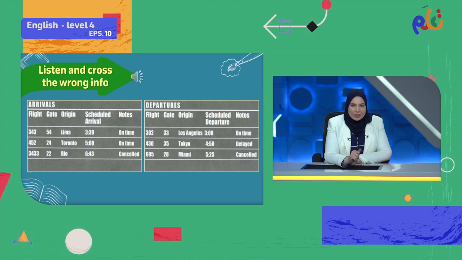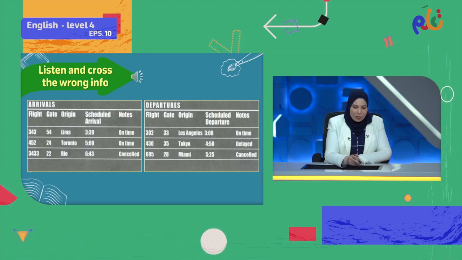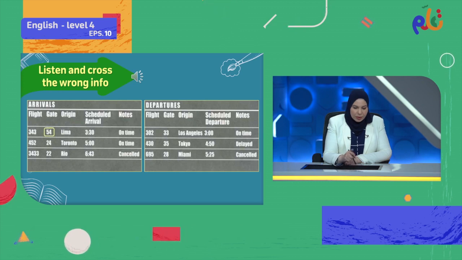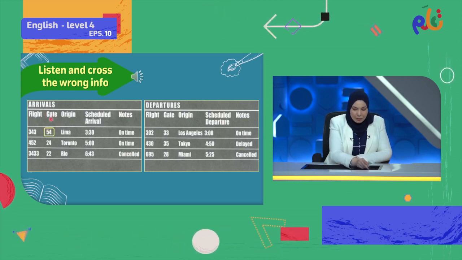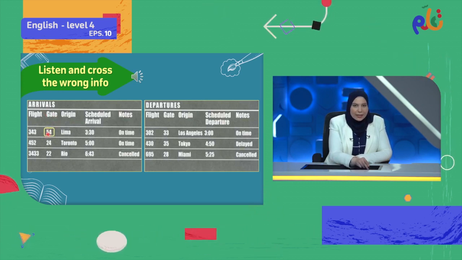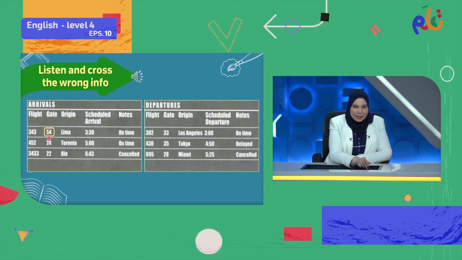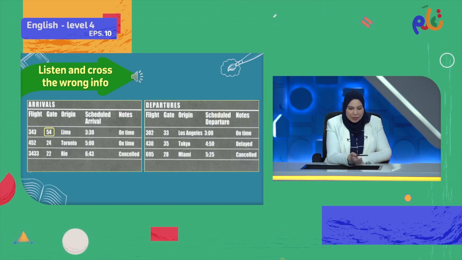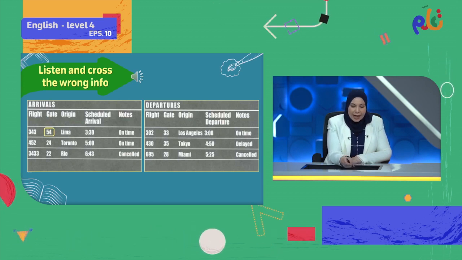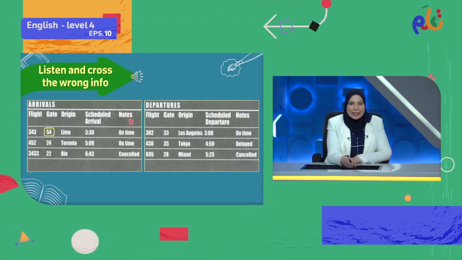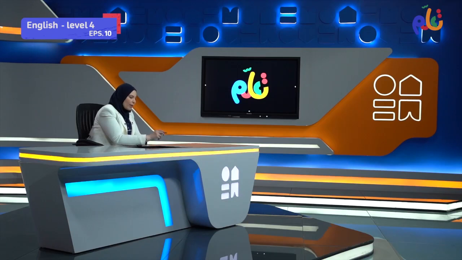All right, did you spot the information? So, we have the gate number. It's not correct. So, do you remember what the gate number was? It's not 54, it's the opposite. It's 45. And it's not on time, it is delayed. Okay, so let's go to the next one and let's listen and spot the wrong information.